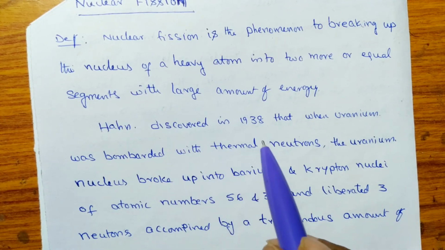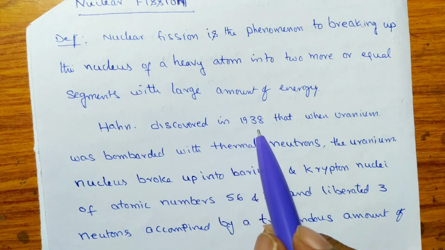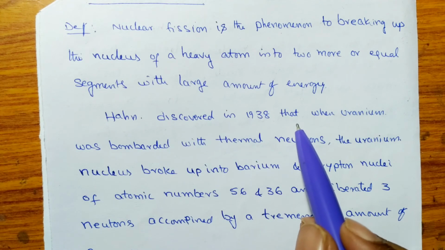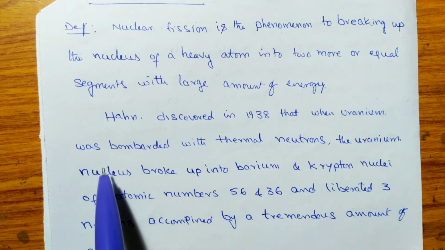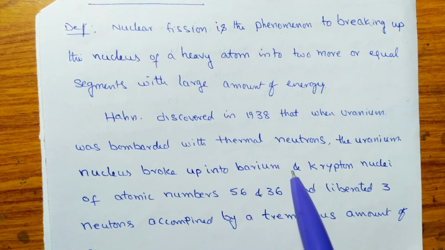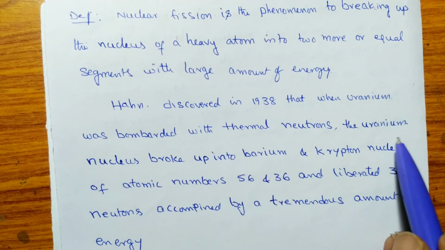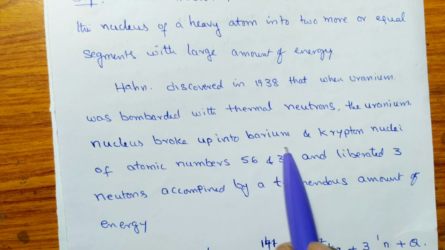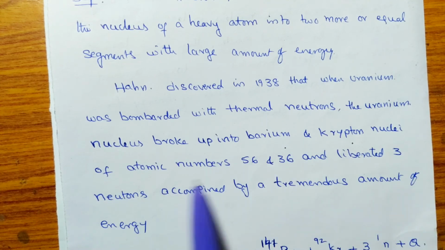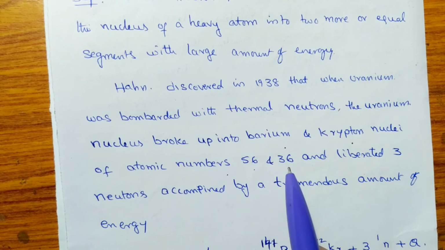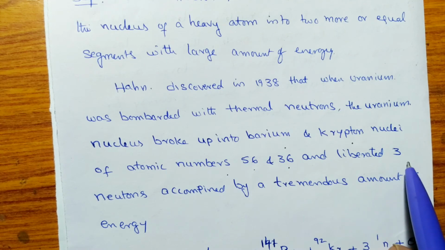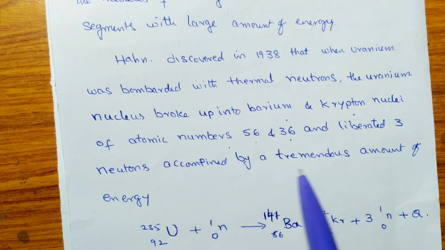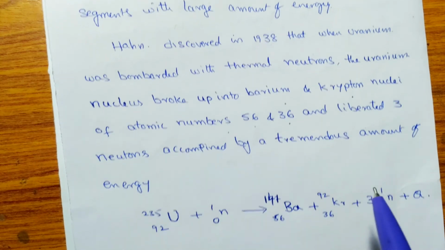Hahn discovered in 1938 that when uranium is bombarded with thermal neutrons, the uranium nucleus broke up into barium and krypton nuclei of atomic numbers 56 and 36 and liberated 3 neutrons, accompanied by a tremendous amount of energy.